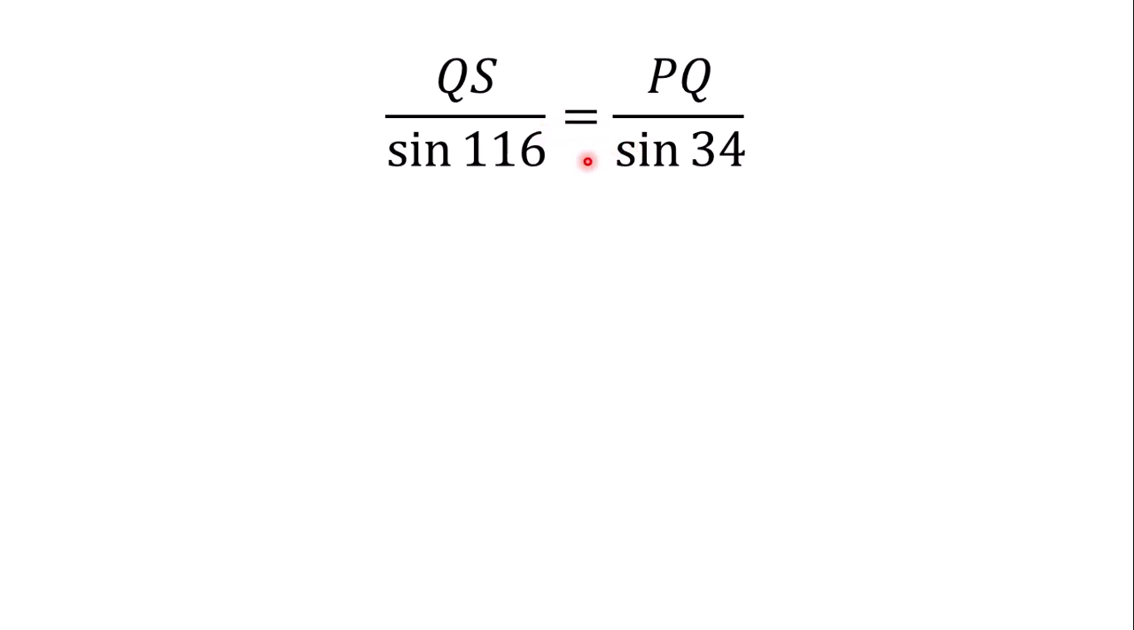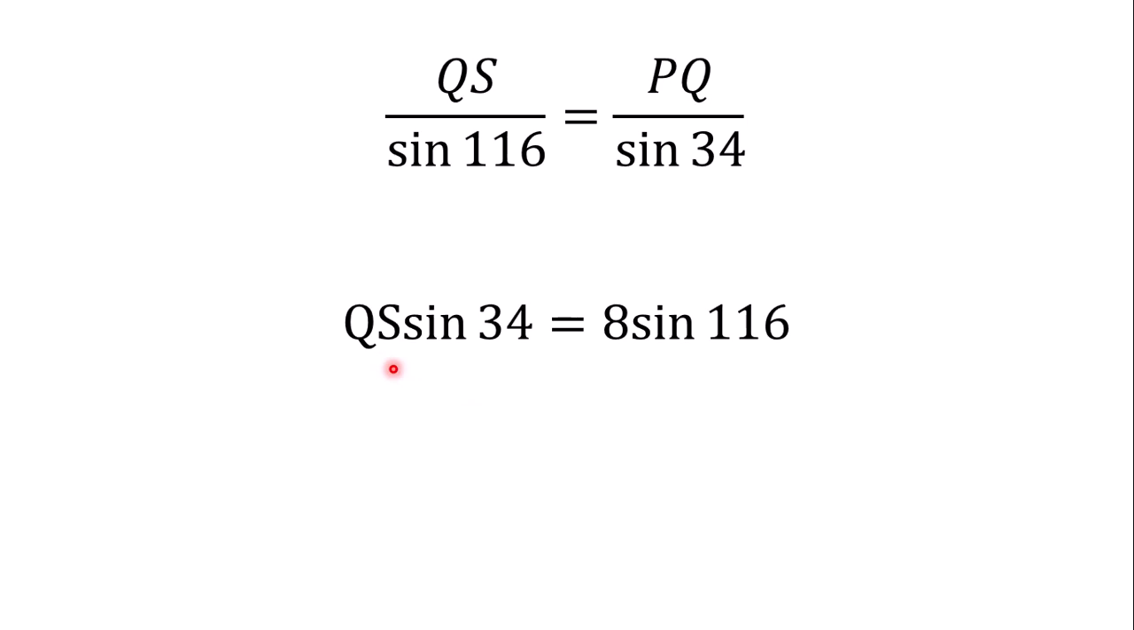What are we going to do here? Yeah, cross multiplication, right? So with this one, we'll just multiply this, and then this one also multiply this. QX times sine 34 degrees is equal to 8 sine 116 degrees. In your next step, you can choose to repeat this one and then replace this 8 centimeters with this PQ before you reach here.